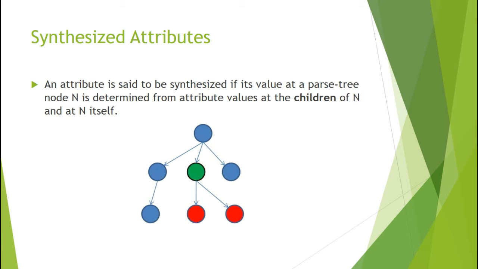So next is synthesized attributes. An attribute is said to be synthesized if its value at a parse tree node n is determined from attribute values at the children of n and at n itself. So, for example, here in the given tree, the green node's value is determined by the attribute values of the red nodes, which are the children of the green node.